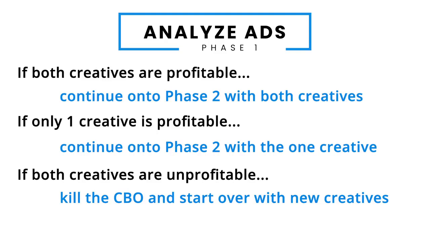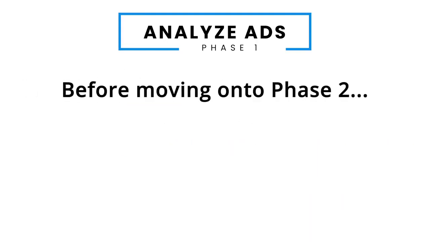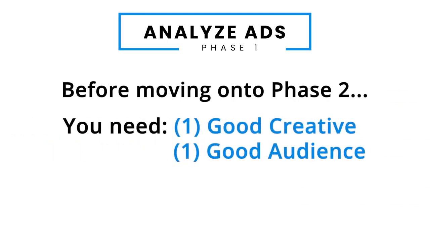You could also choose to leave on some ad sets that you think might work but haven't spent enough money yet. If nothing is profitable and the metrics further up the funnel don't indicate that anything could become profitable, dupe your campaign and restart with new creatives. In the end, before moving on to phase 2, you should have one good creative and at least one good audience. To find which audience is the best, look at the ad set level and see which ones have the best metrics throughout the funnel.